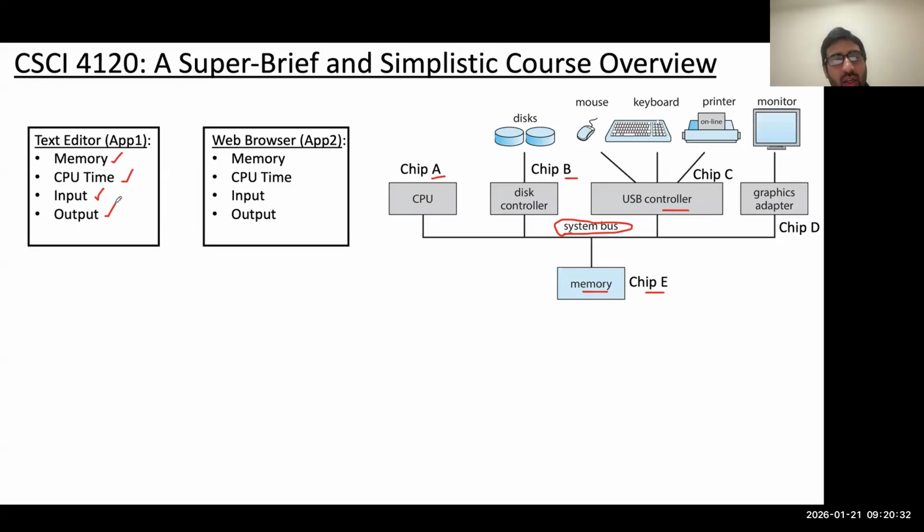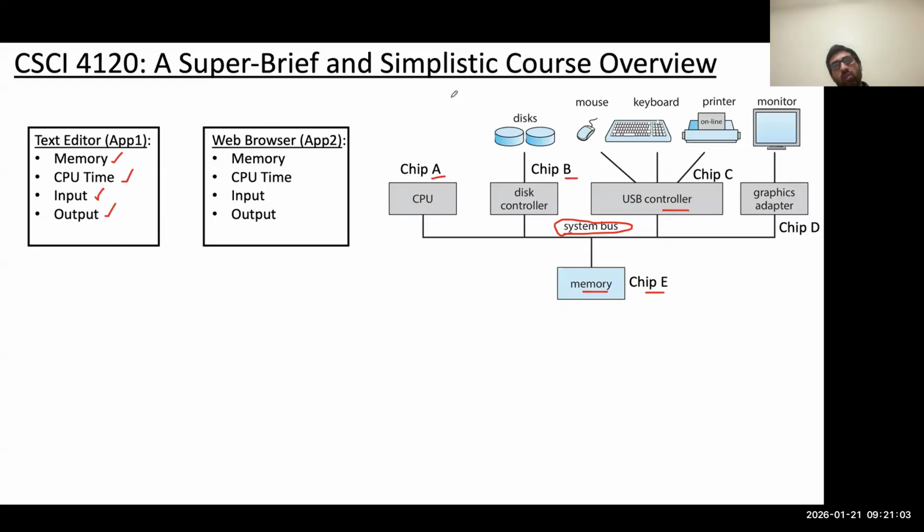Not only that, you also need to allocate the CPU for the execution of the source code of the text editor, right? And once it is running, it will also be interacting with the input and output devices. For example, when you are typing on your keyboard, your program will be reading some characters from the keyboard, right? And then those characters will be displayed on your output, like the screen of your laptop.